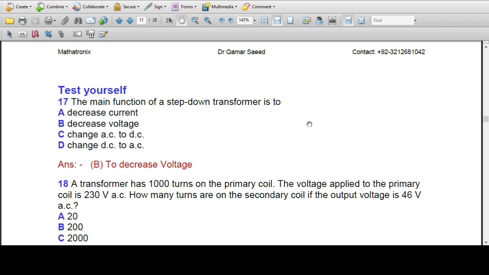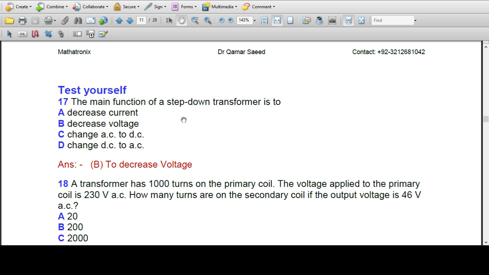Test yourself. The main function of the step down transformer is to decrease current, decrease voltage, change AC to DC, or change DC to AC. Step down transformer is used for the decrease of voltage. So this is part B, because statement B is correct.